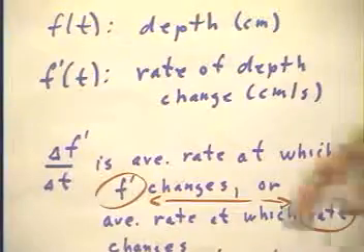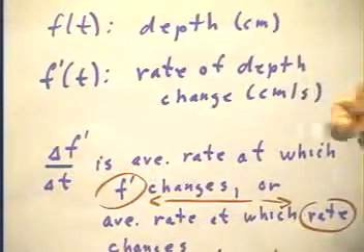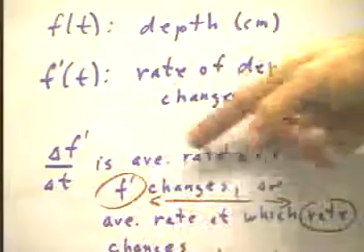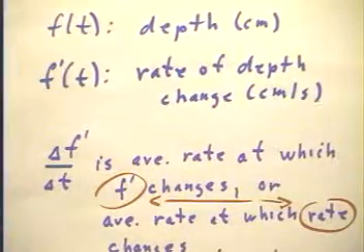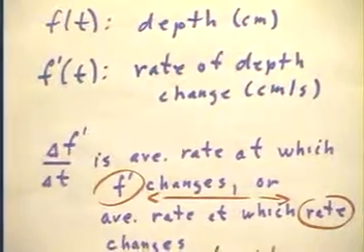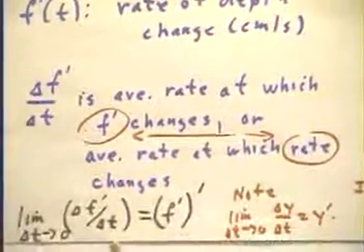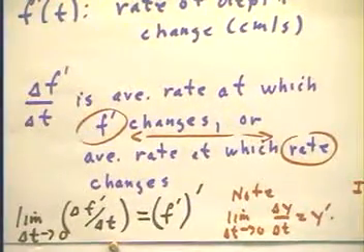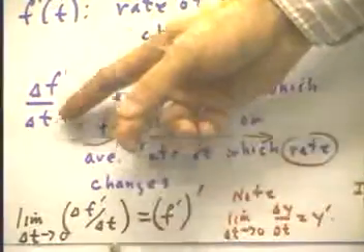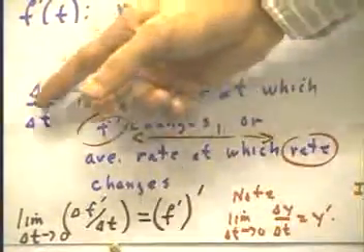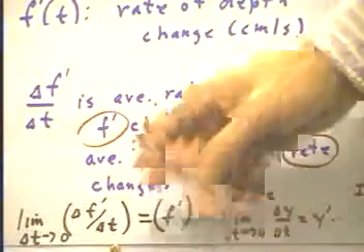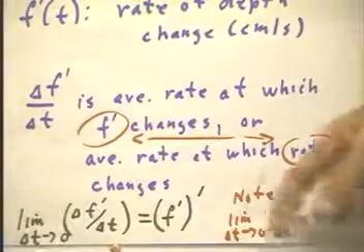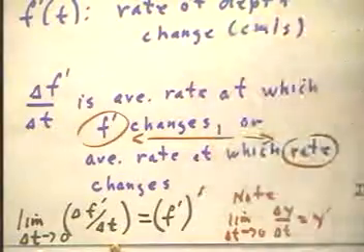Okay? Now F prime is just the rate at which the depth changes, so this quantity is the average rate at which the rate changes. So be sure that you understand that idea and that terminology. If we take the limit as delta t goes to 0 of the average rate at which the rate changes, we have the limit as delta t goes to 0 of delta F prime over delta t. Well, that's just F prime prime.